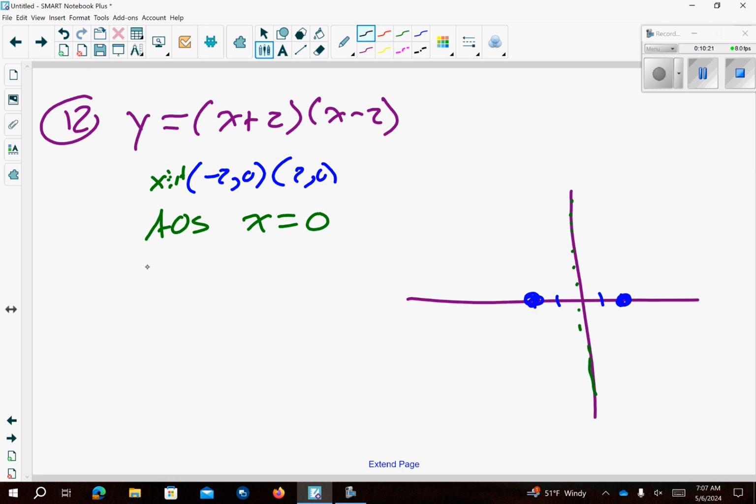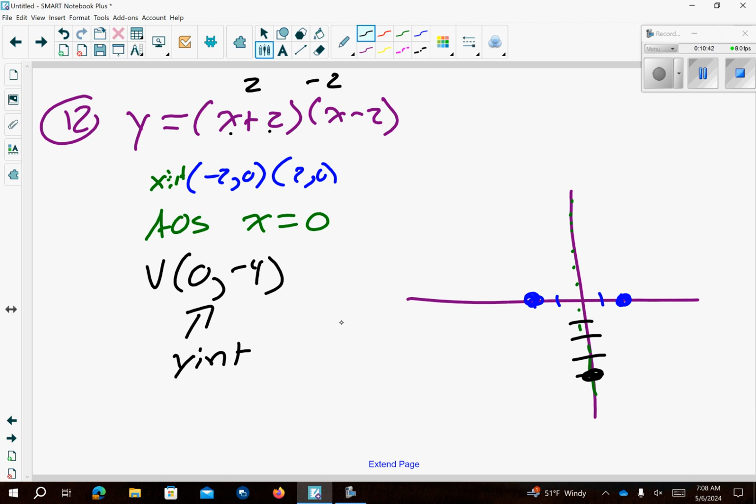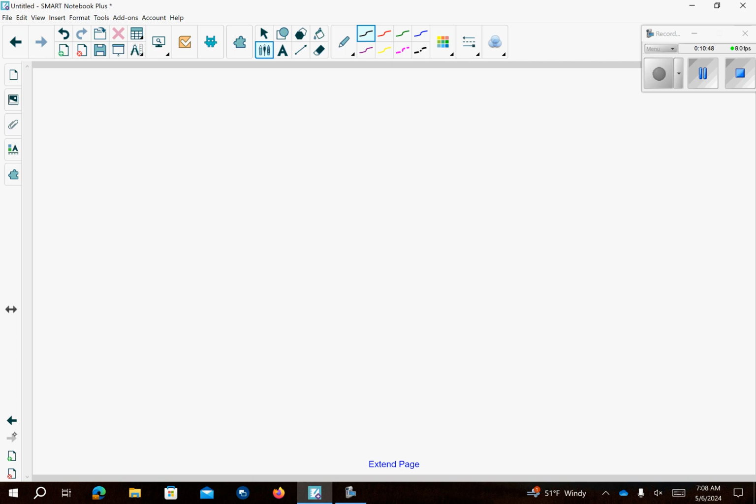My vertex is going to be 0, comma, plug 0 in. 0 plus 2 is 2. 0 minus 2 is negative 2. Multiply those together, so I get negative 4. So we have x-intercepts, axis of symmetry, vertex. Oh, that's also my y-intercept because it has 0 in the x position. There's our graph. Cool.